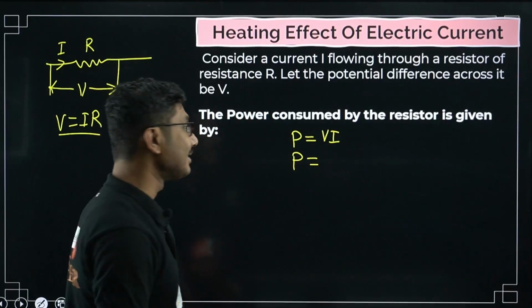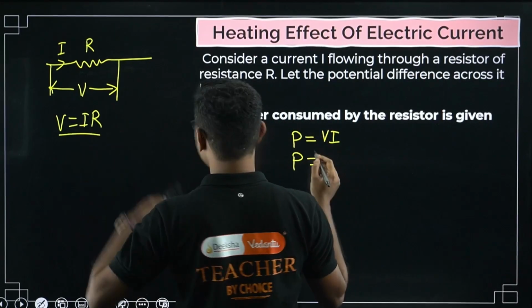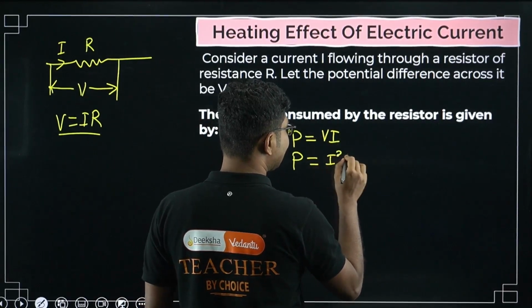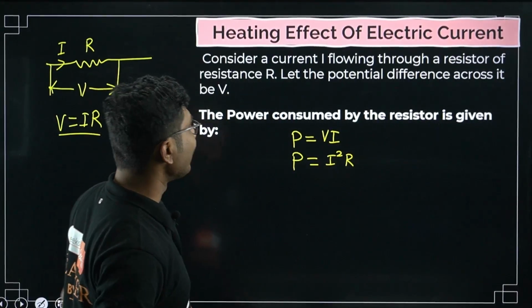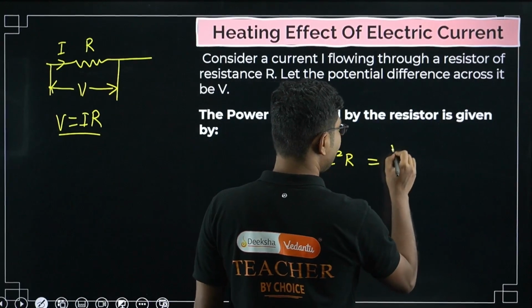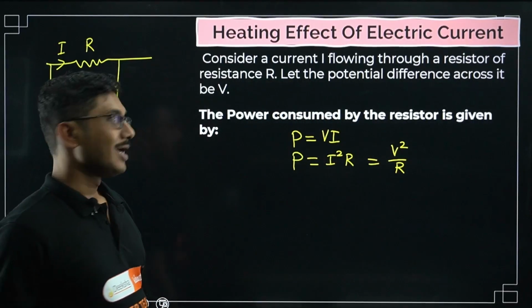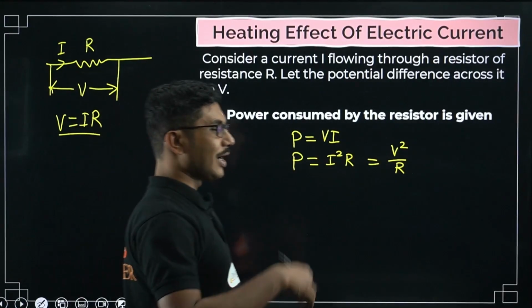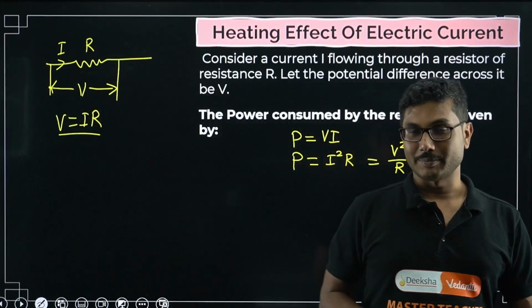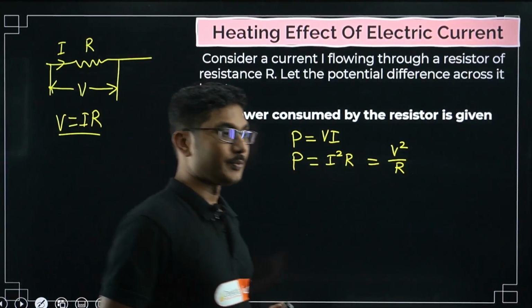You can remember it like this. V is basically IR, so you can write this as I square R. Again, in terms of V, you can write this as V square by R. These are the formulas for power. Now, this power is not sufficient. Power is what is consumed in the circuit, but most important is what happens to this consumed power.